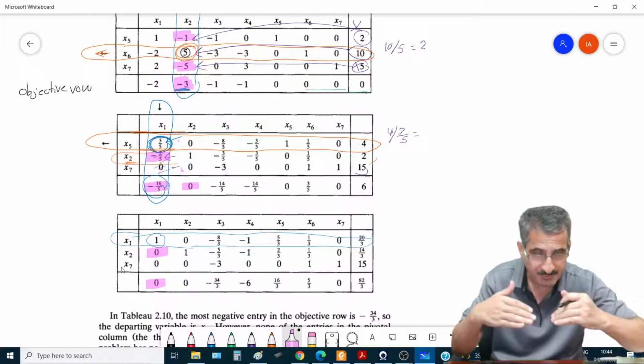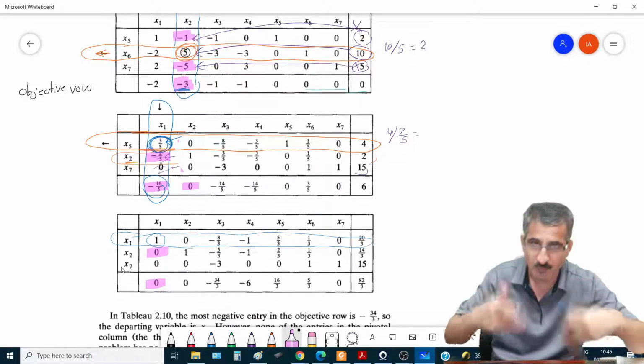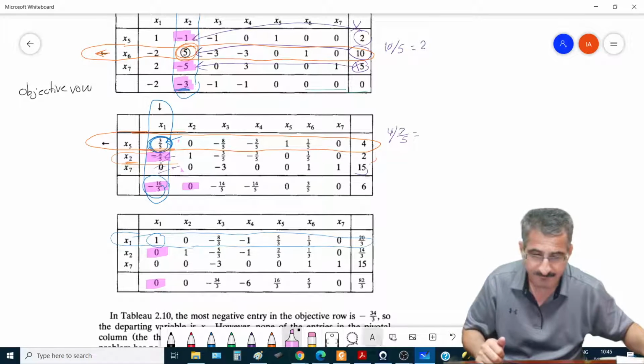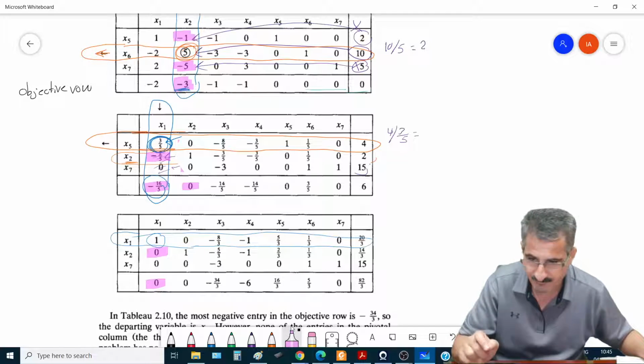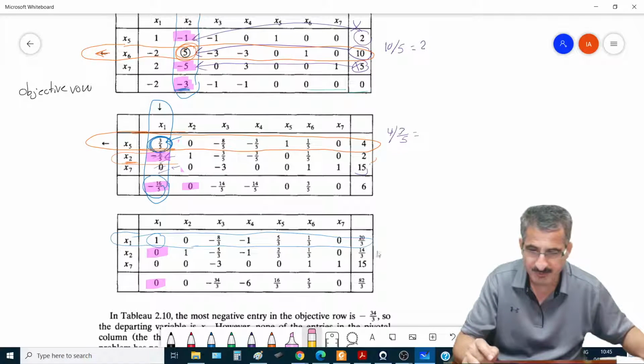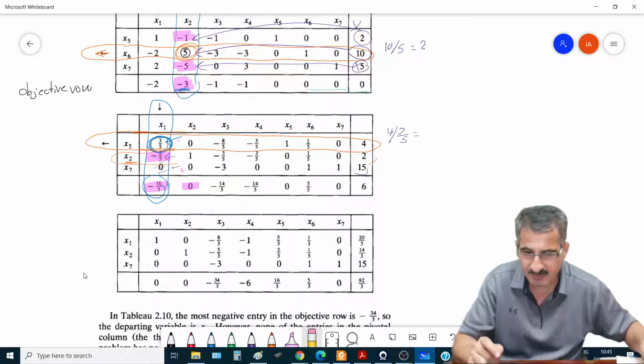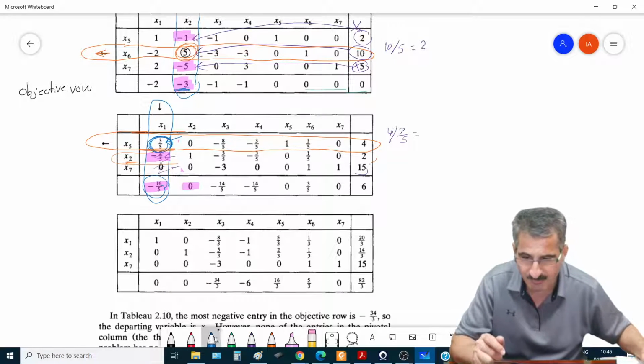So we got the new table. We will repeat the same process again, but we will not be able to do so. We will not be able to repeat the same process. Why? Because if you look at the smallest negative value, it is this one.